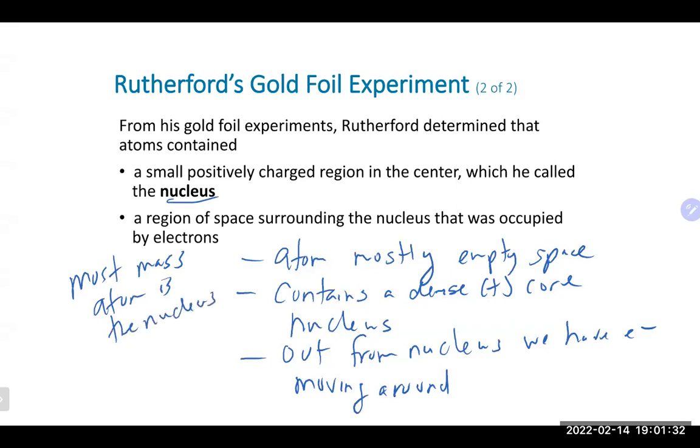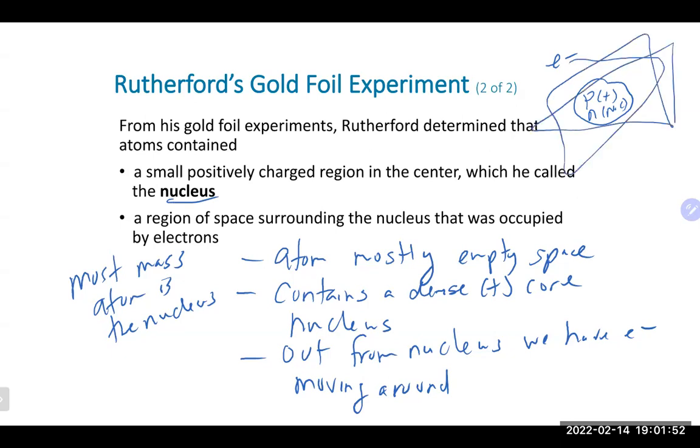And that is because, as we will learn, in the nucleus we have protons, which are positively charged. We also have neutrons, which have no charge. And we have electrons out from the nucleus flying around. Do electrons fly in pretty circles? The answer is no, they do not. They travel randomly about the nucleus in that empty space.